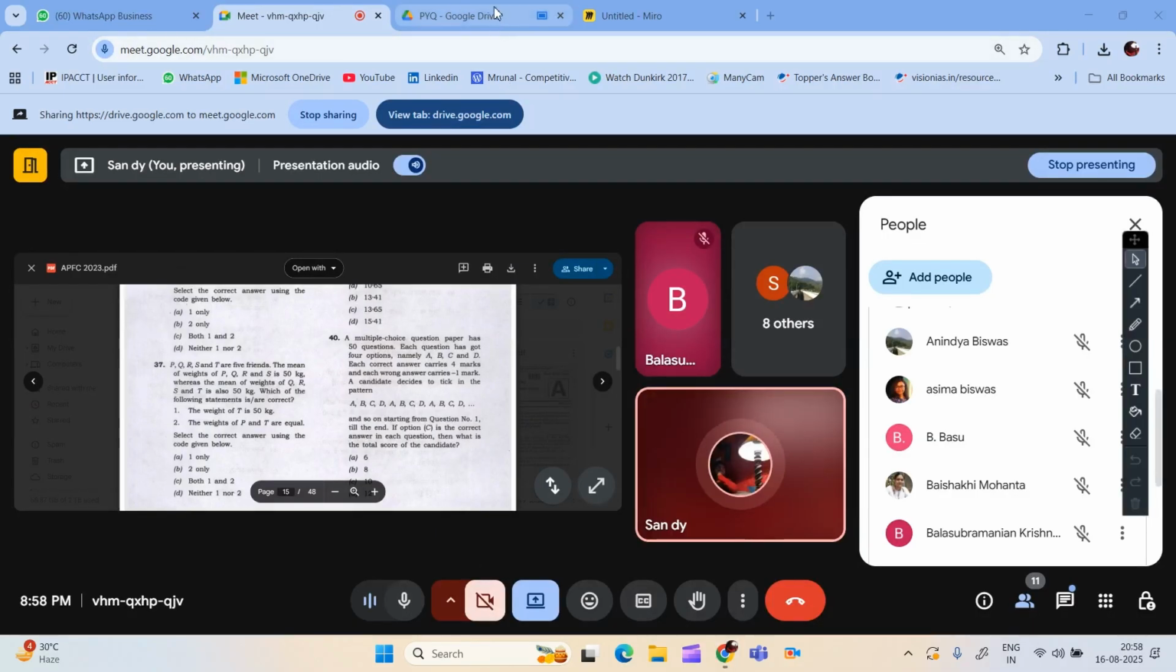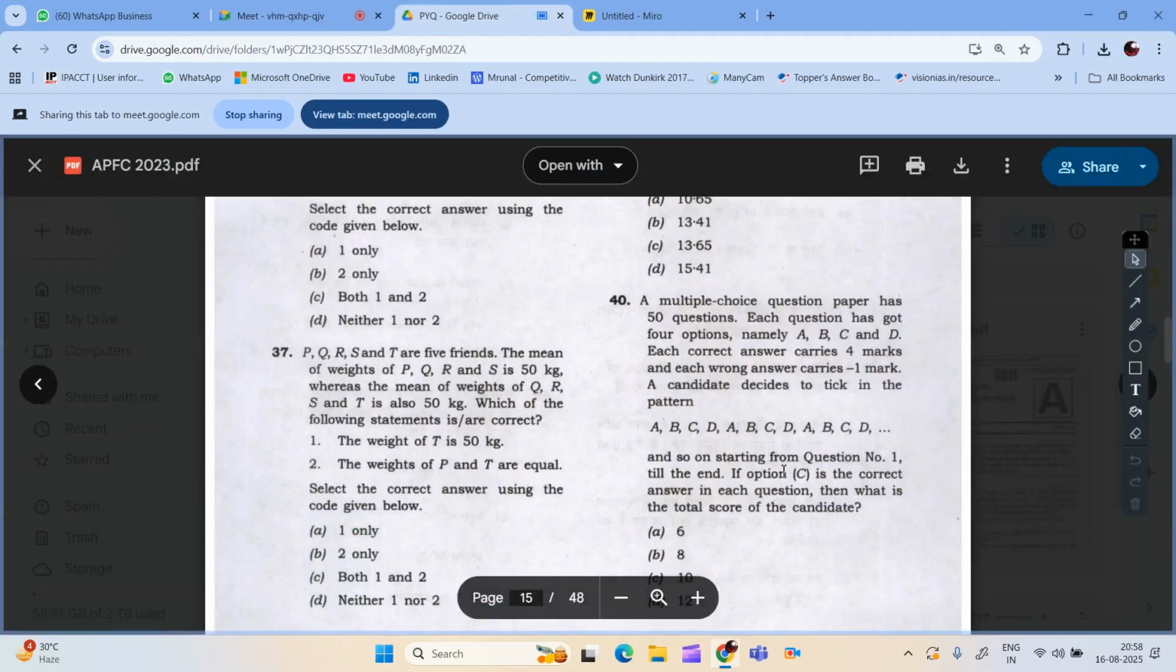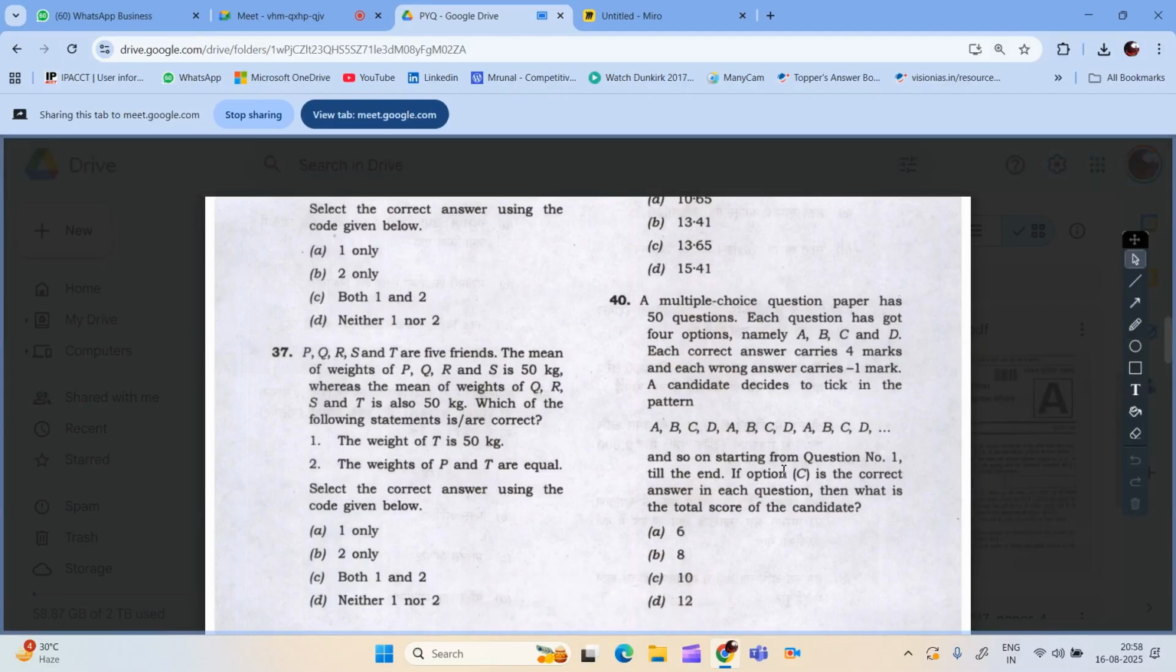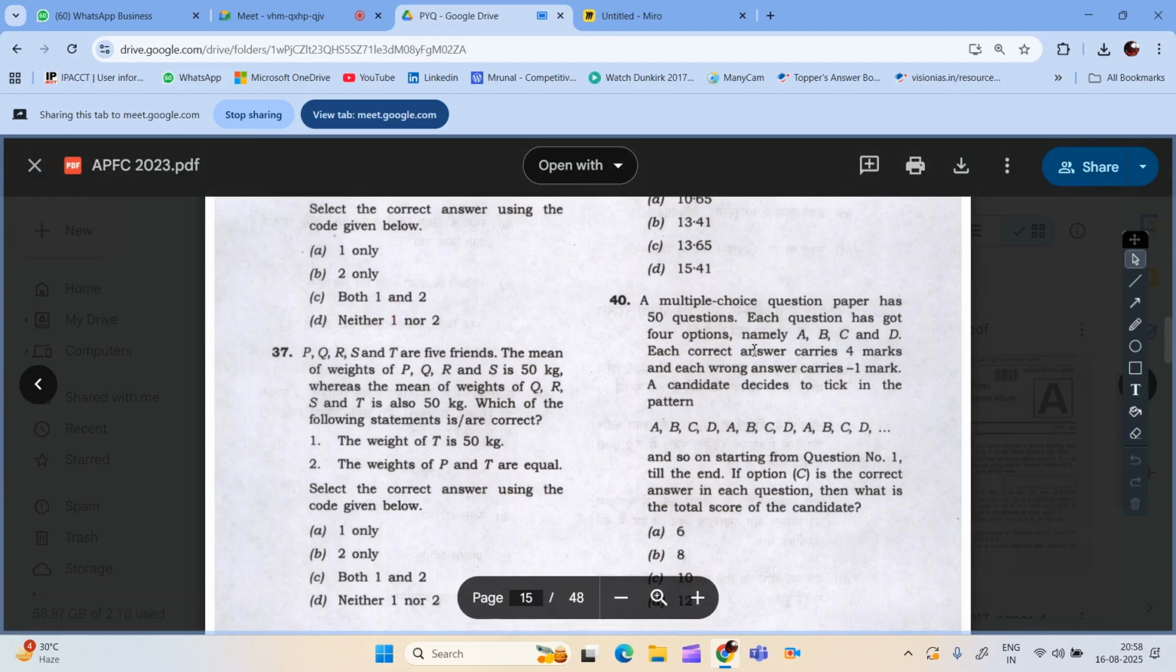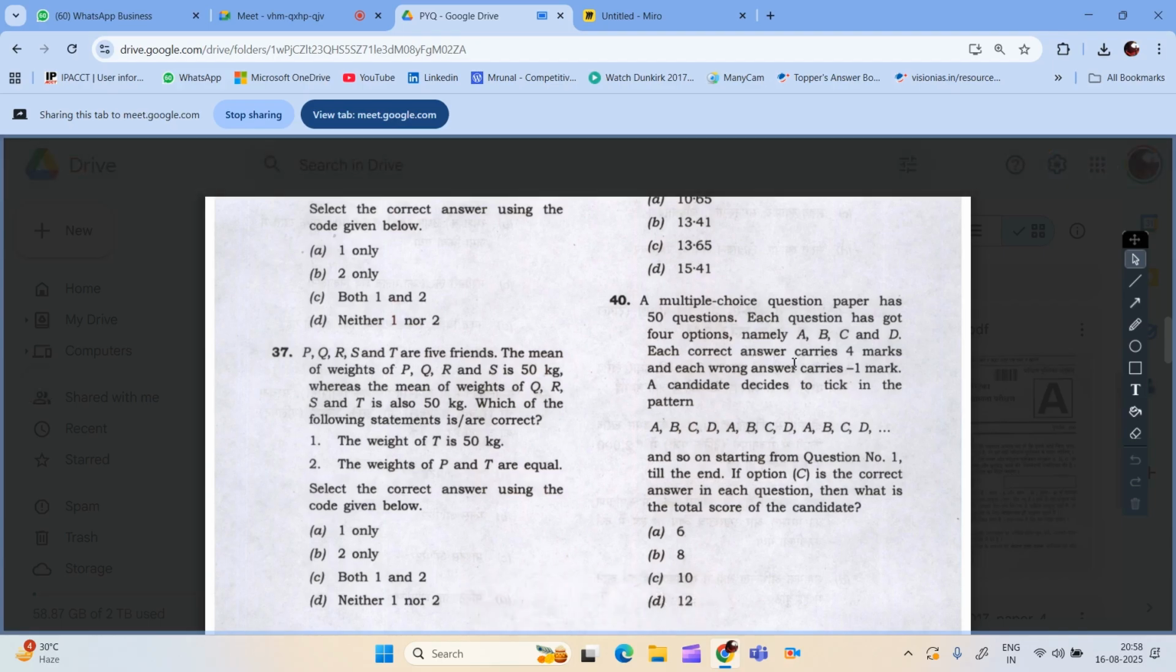Try to conclude. The answer should be 10. Okay. So what is given here in the question itself, that A B C D A B C D. They have the candidate, 50 questions, multiple choice question paper has 50 questions, each question has got 4 options A B C D, 4 marks for the right and 1 mark negative for the wrong answer.